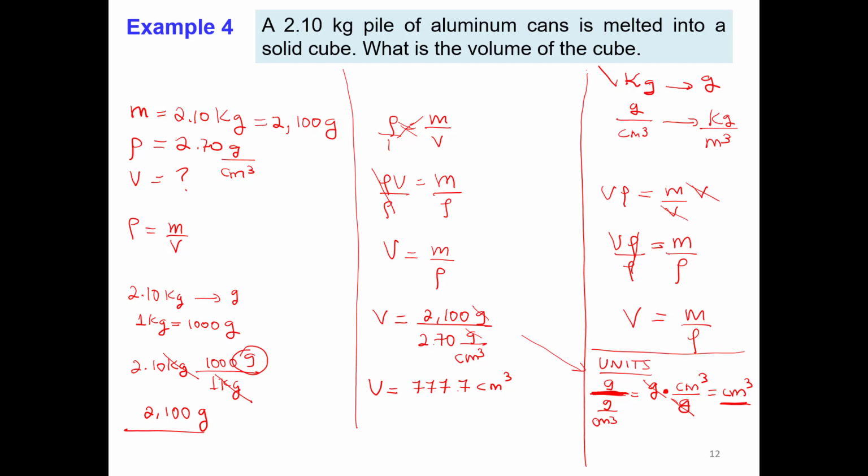But now we need to check how many significant digits we had. In this case, we had 1, 2, 3 significant digits. Then we want to give the answer with 3 significant digits. Let's write here 7, 7, 8. Yes, we need to round up. Cubic centimeters. And this is the final answer. Then this is all I had to discuss about the density.